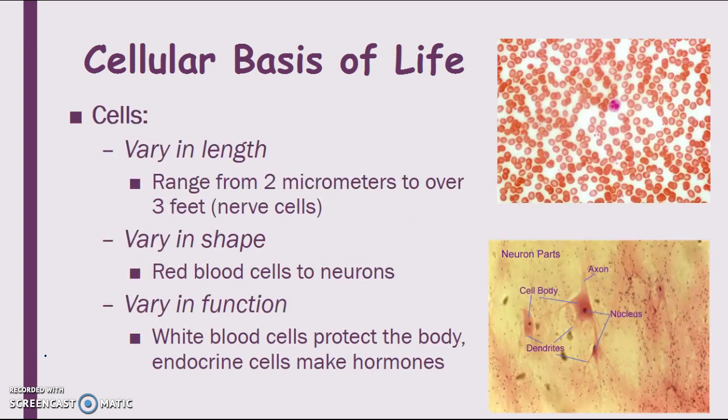So cells are going to vary in length, vary in shape, and vary in function. They can be very small. You can see erythrocytes, or red blood cells. They're very tiny, or they can grow very long, like nerve cells. That's the bottom picture. In your legs, they can grow over 3 feet long. When you look at those two cells, you can tell that they're definitely not the same shape, and those two cells definitely don't have the same function.